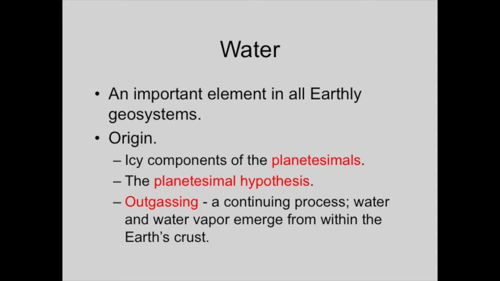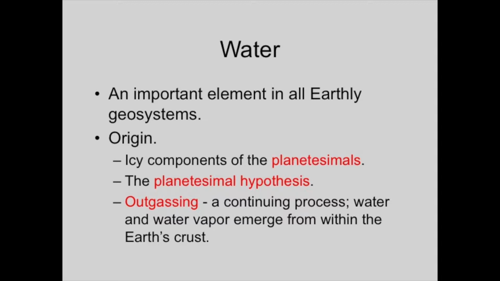Let's talk a little bit about the nature of water as a major element within many earthly geosystems. Water is an important compound in all geosystems. The Earth's hydrosphere contains approximately 1.36 million cubic kilometers of water. That's approximately 326 million cubic miles of water.